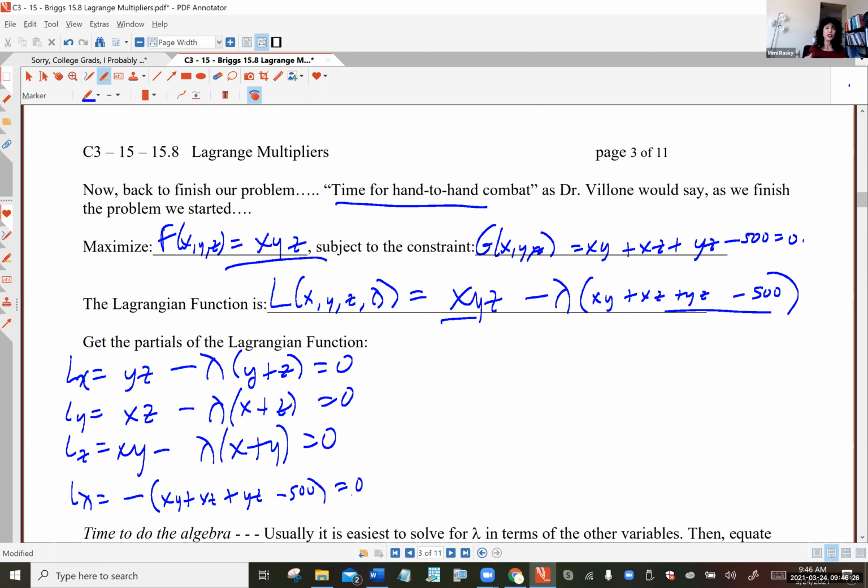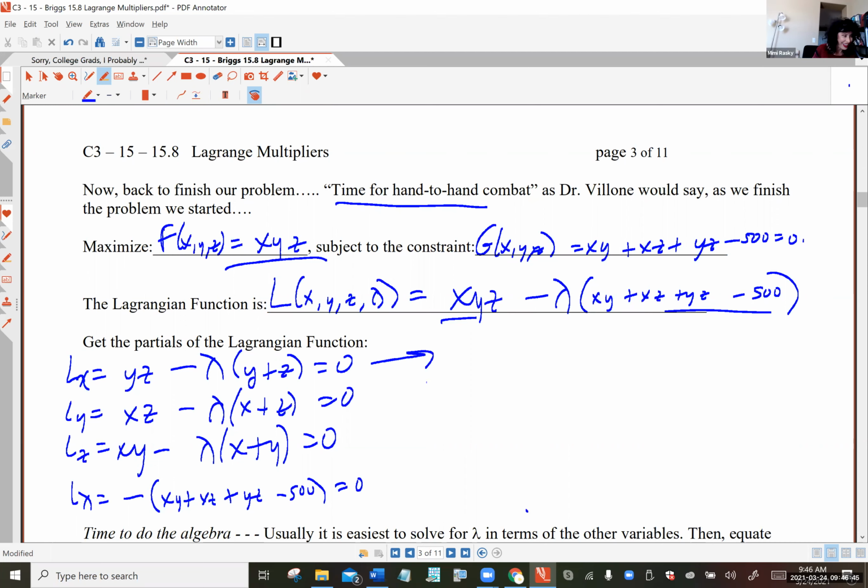Because usually I try to get everything in terms of x. So I try to get y and z, in this case, in terms of x's, and then I plug all that into my constraint, where then my constraint becomes an equation of a single variable. And then I can get one of them, and then I can get the others. What did I just say? I don't even know what I just said. Let's just go do it.